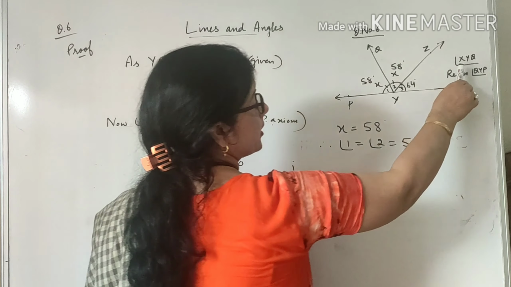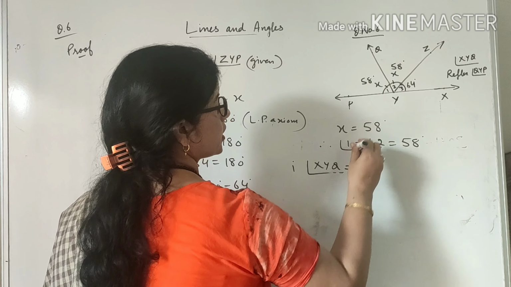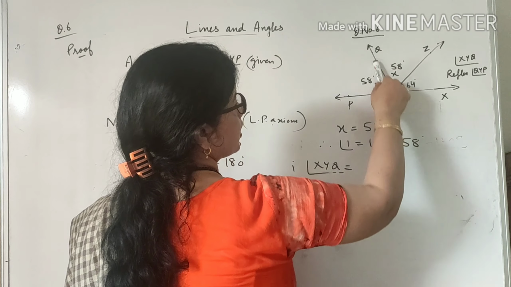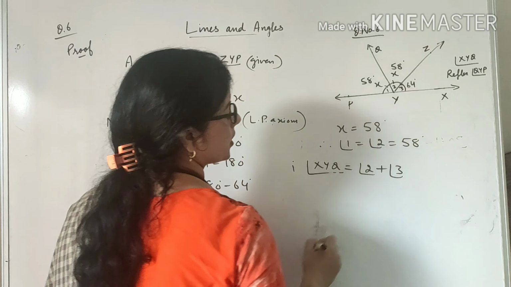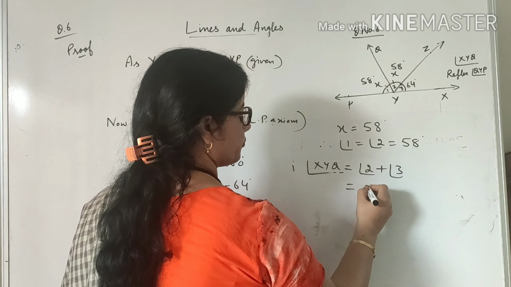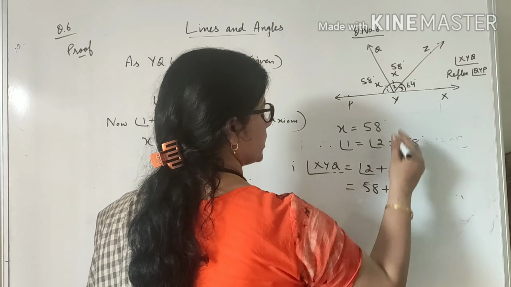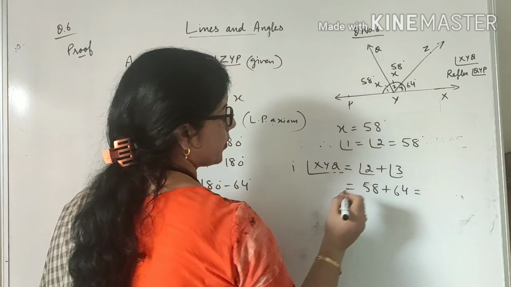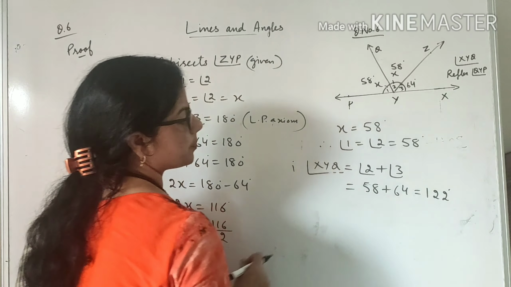Now see what we want to find here. We want to find x, y, q. See what is x, y, q. X, y, q is the sum of angles 2 and 3. Angle 2 plus angle 3. What is angle 2? 58. What is angle 3? Angle 3 is 64. If you add, what will you get? 122. So this is the answer of the first part.